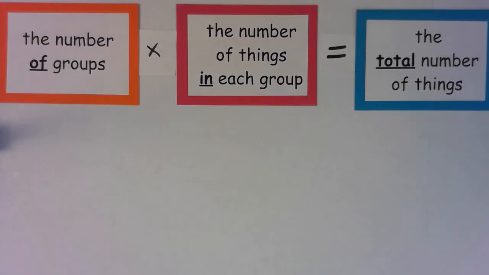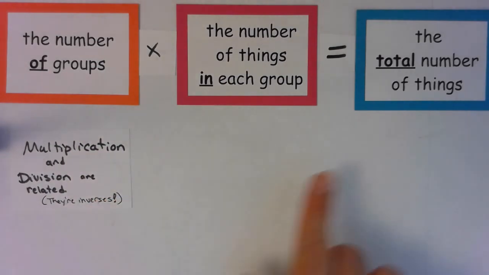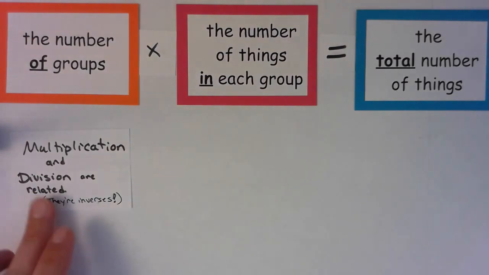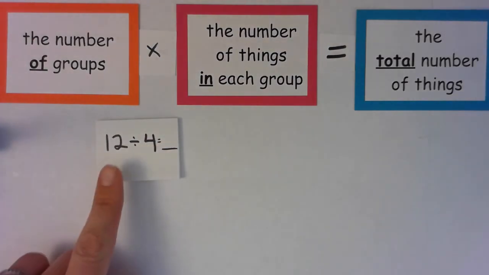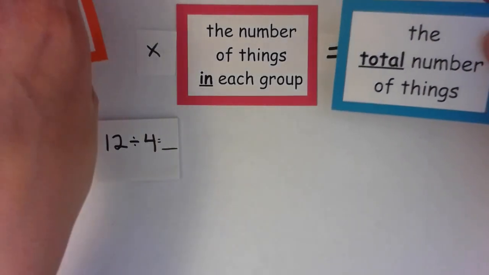Now let's look at division. Multiplication and division are very related. They look at the same three categories here, but in a different order. So let's look at a question: 12 divided by 4. The first number in a division equation is always the total number of things.